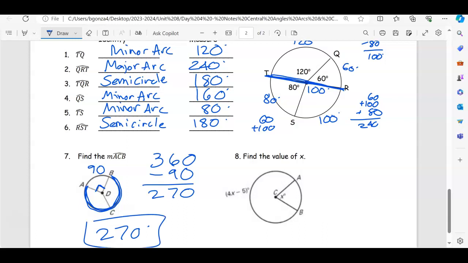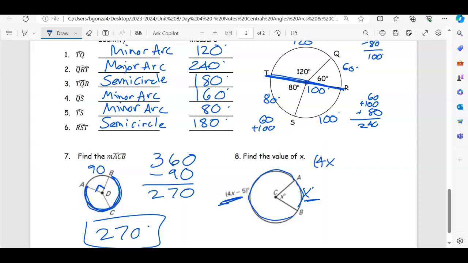Okay, number 8, if the central angle is x, what's the outside angle going to be? x. Now, this one might seem challenging, but I want you to think about it. I know that this major arc is 4x minus 5. I know this minor arc is x, and together they make a whole circle. How many degrees is a whole circle? 360. So you can actually add those 2 pieces equal to 360.